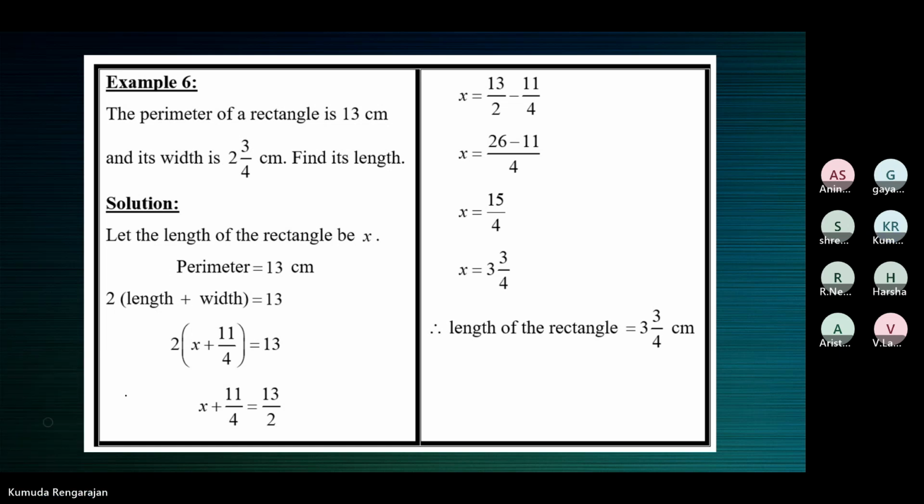Now, this 2 comes for division. This into 2 here will come for division on the other side. So this 2 is here. Now 13 by 2. This 2 comes for division. So 13 by 2. Then plus 11 by 4 becomes minus 11 by 4 on the other side. Then common denominator, and you find the value of X. And that is the length of the rectangle. Right, children?